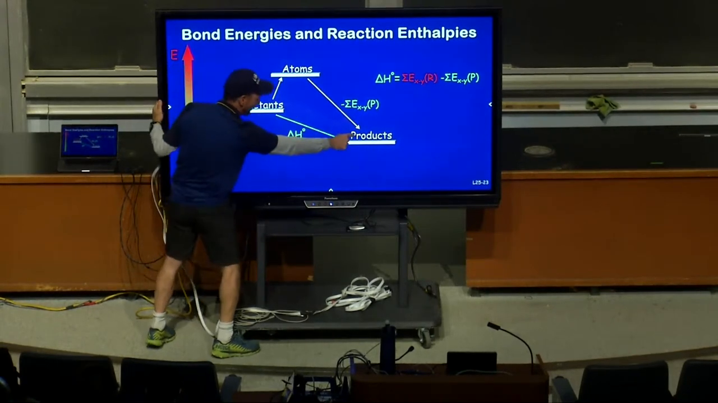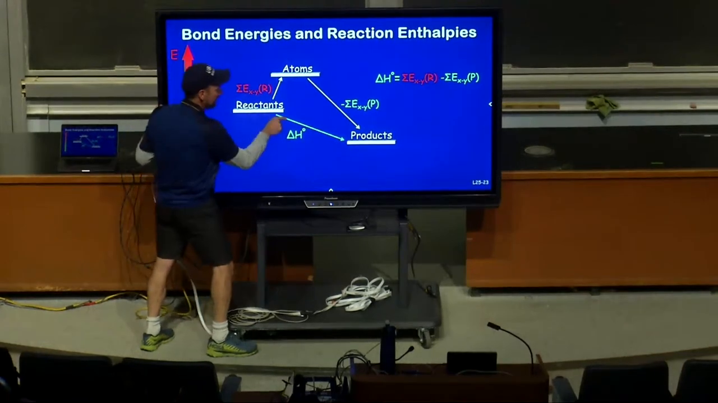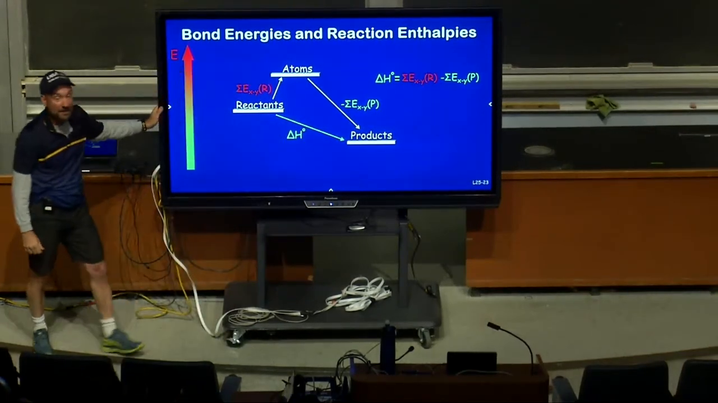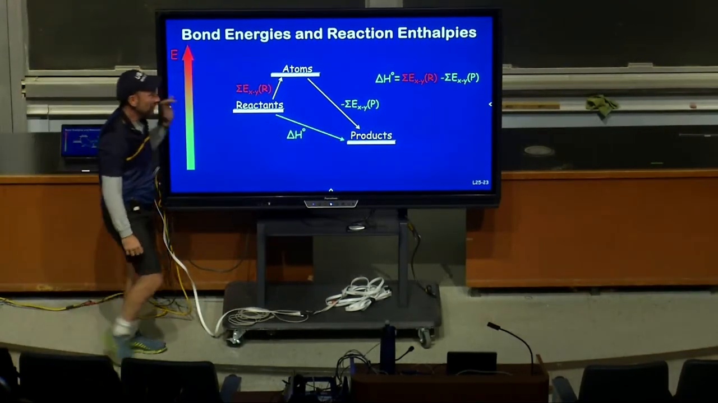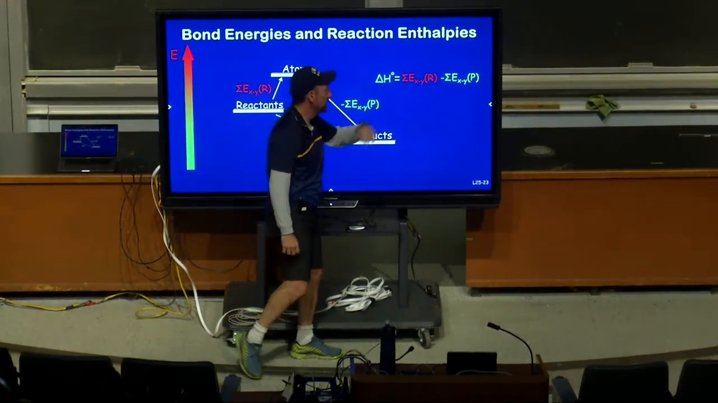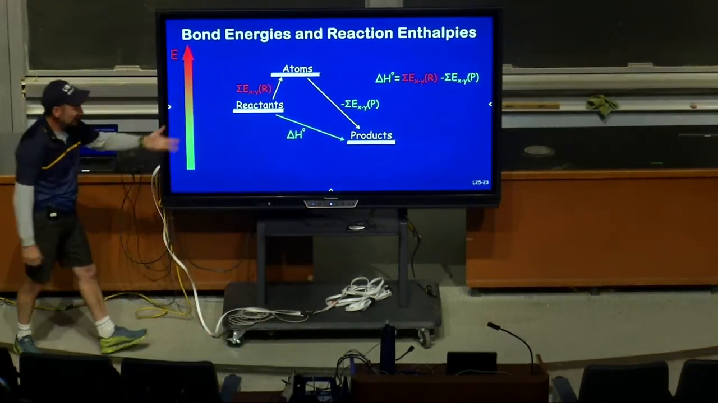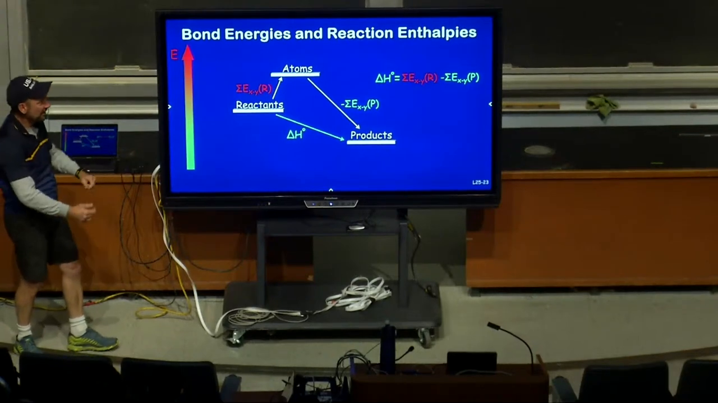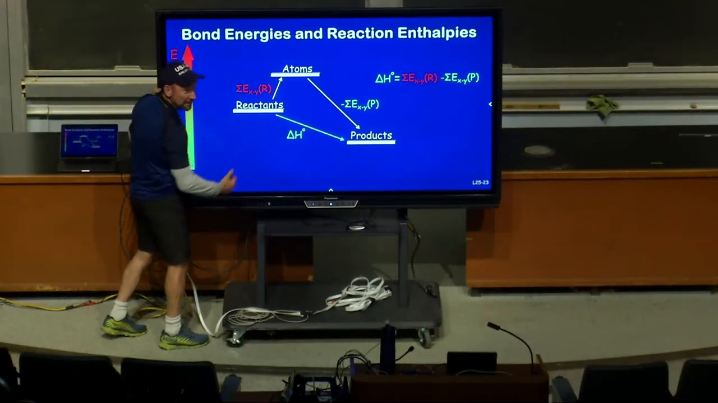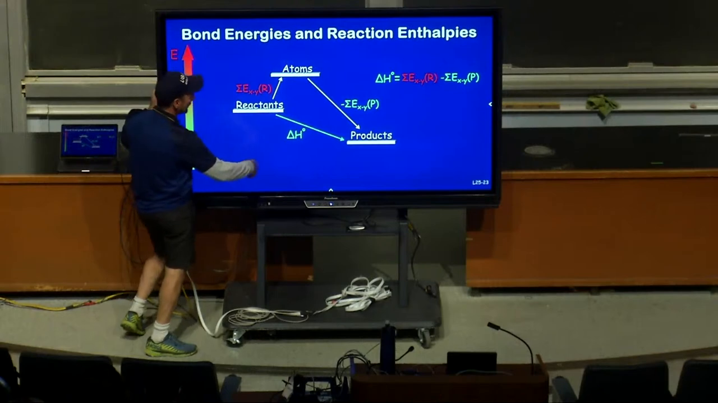So if I go this pathway, that's totally fine. This direct pathway, same enthalpy. So it allows me to show that what we've been doing intuitively, breaking and making, is thermodynamically legitimate, thermodynamically relevant.